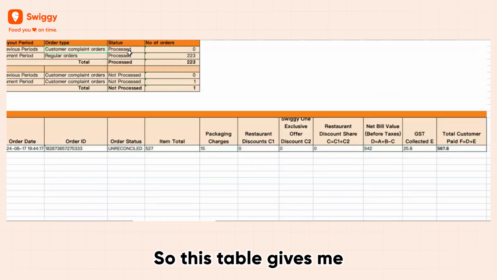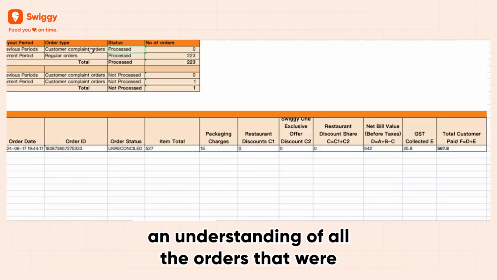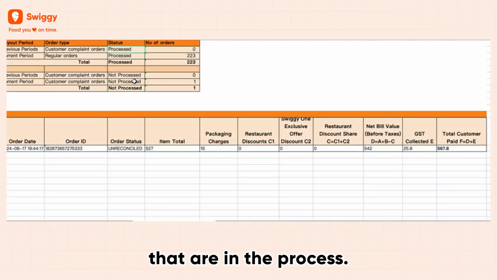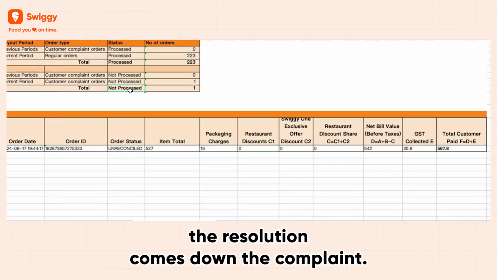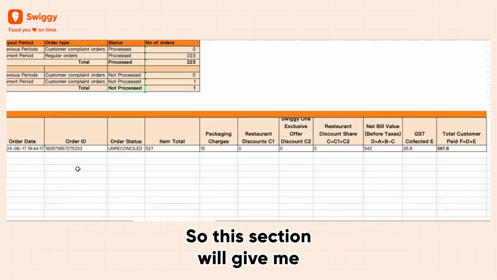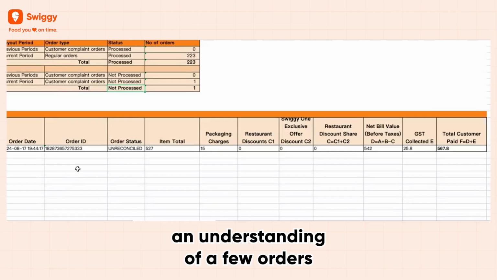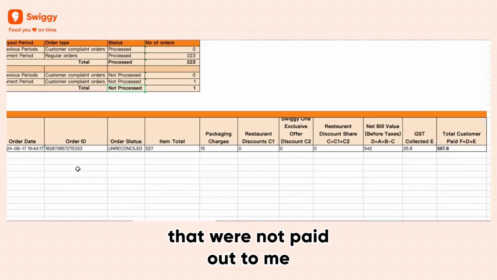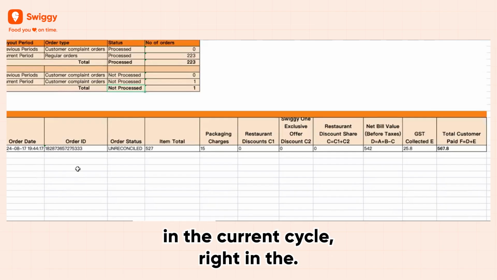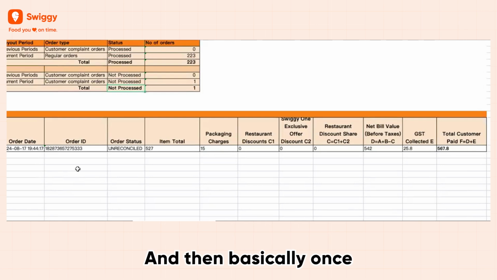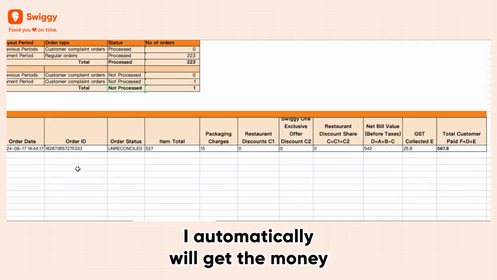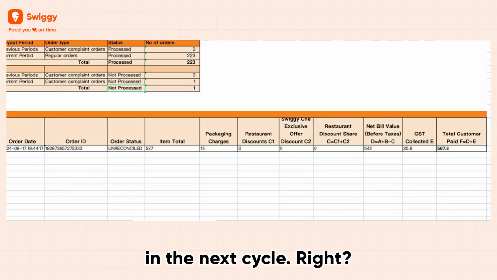So this table gives me an understanding of all the orders that are in the processed state and all the orders that are in the not processed state in the current period, right? So 223 were processed, one was not processed. This not processed will be processed in the next cycle once the resolution comes on the complaint. So this section will give me an understanding of a few orders that were not paid out to me in the current cycle, right? And then basically once I as a restaurant partner take an action on it, I automatically will get the money in the next cycle, right?